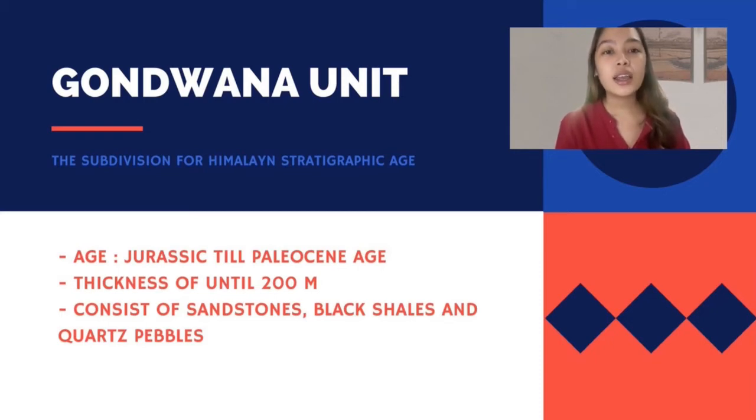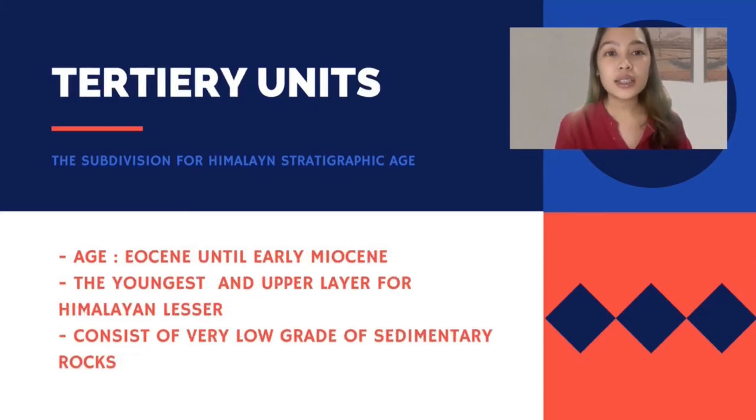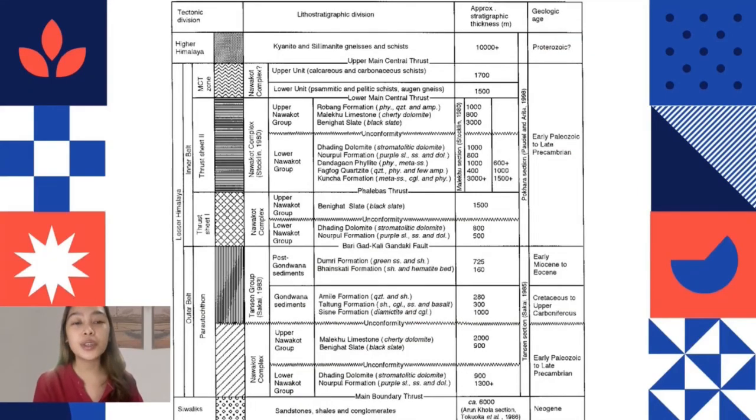black shale, and quartz pebble. The last layer, or the youngest, is the Tertiary unit, which dates from Eocene to early Miocene. To summarize all the formations, we can see it from the stratigraphy table that shows the Sub-Himalayan, Lesser Himalayan, and the Great Himalaya.